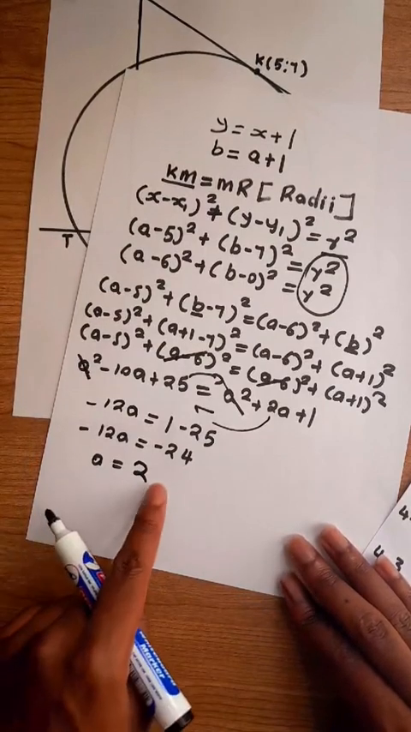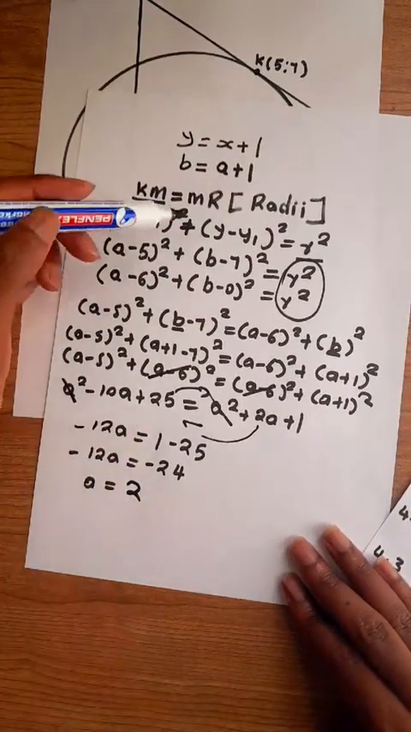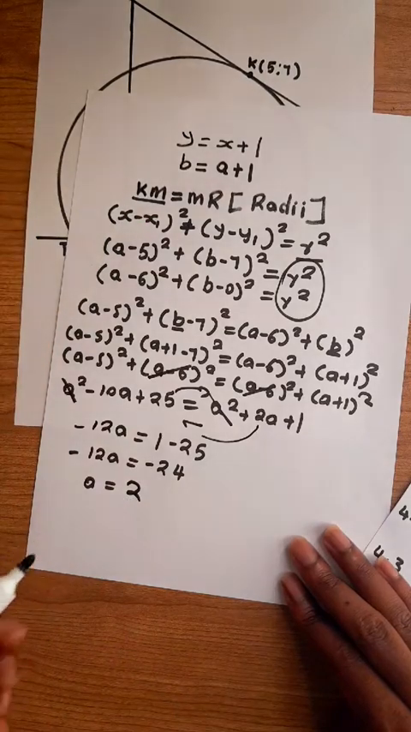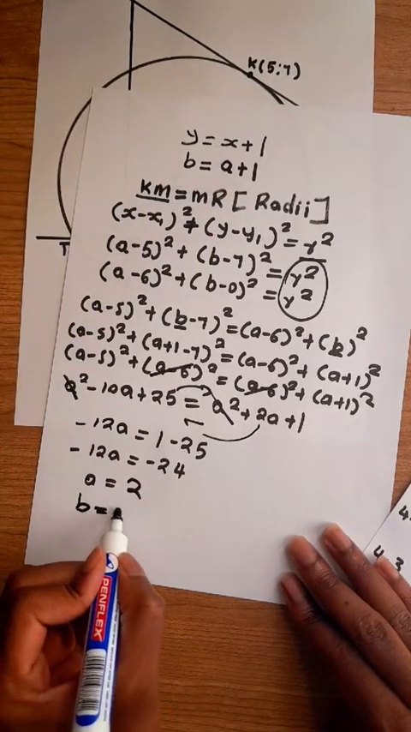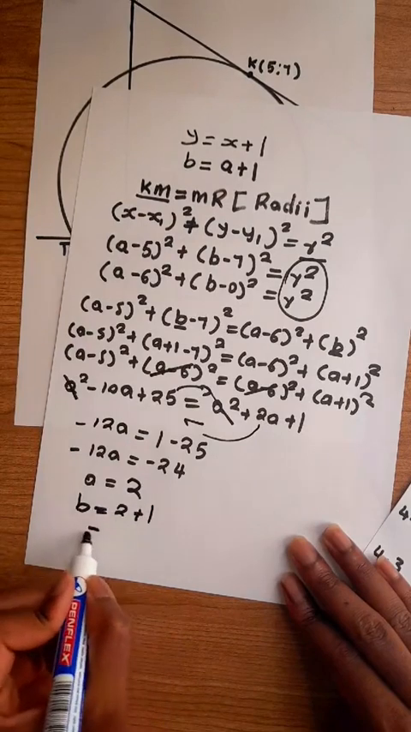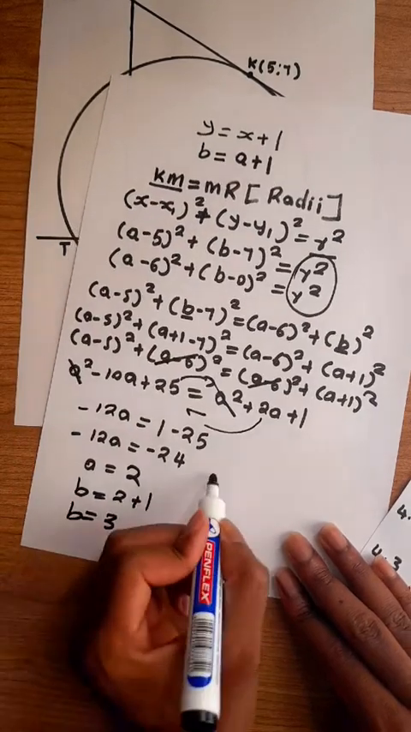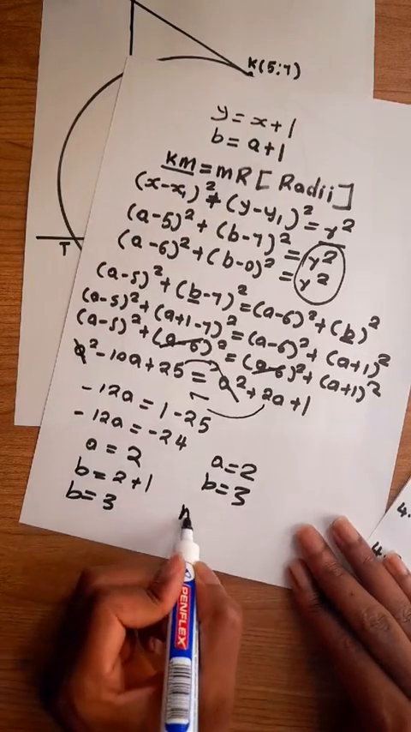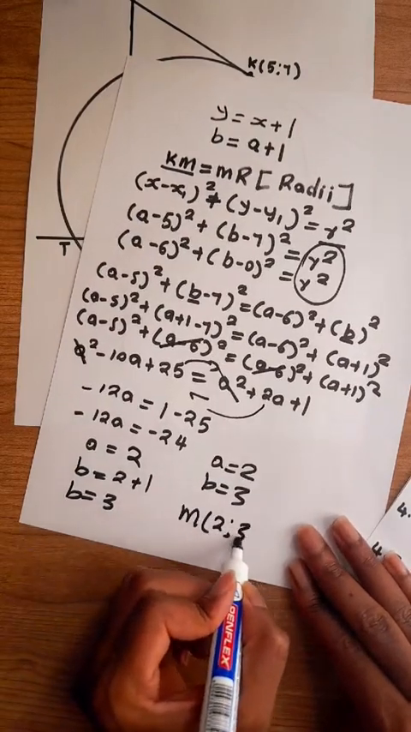Now, how do I find the value of b? Well, to find the value of b, it means wherever there's a, I'm now just going to substitute 2. So b equals what? 2 plus 1, and that is going to be 3. So I know that the value of a is 2 and the value of b is 3. Therefore, my coordinates are 2 and 3.